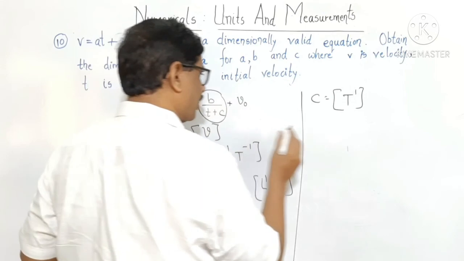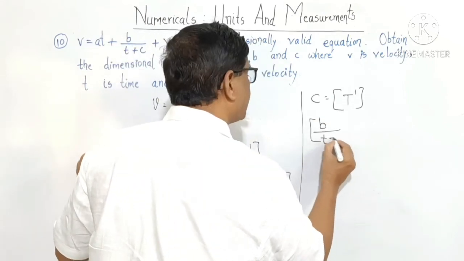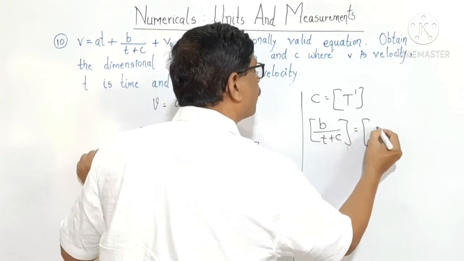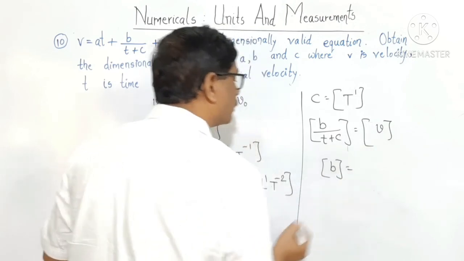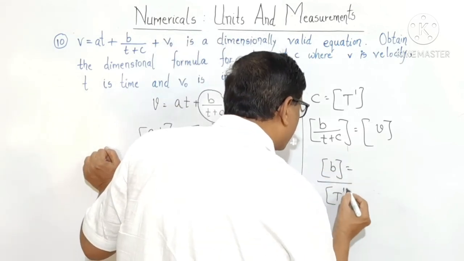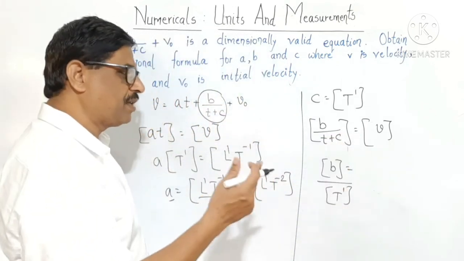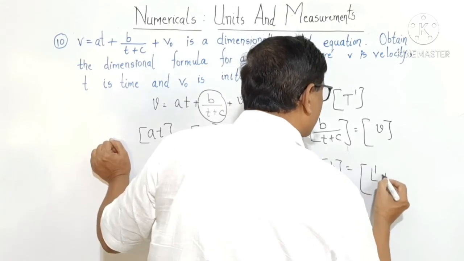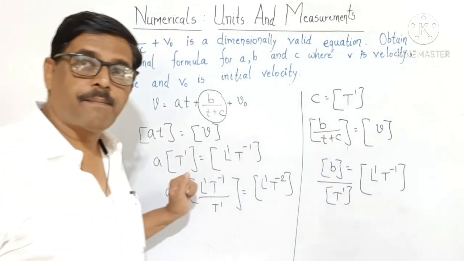Now this total term is velocity, so dimension of B divided by T plus C should be equal to the dimensions of velocity. Therefore, dimension of B divided by T to the power of 1. It is T. Again it is T. T plus T. Time plus time is again a time. And therefore, I will write the dimension of V are L to the power 1 and T to the power of minus 1.